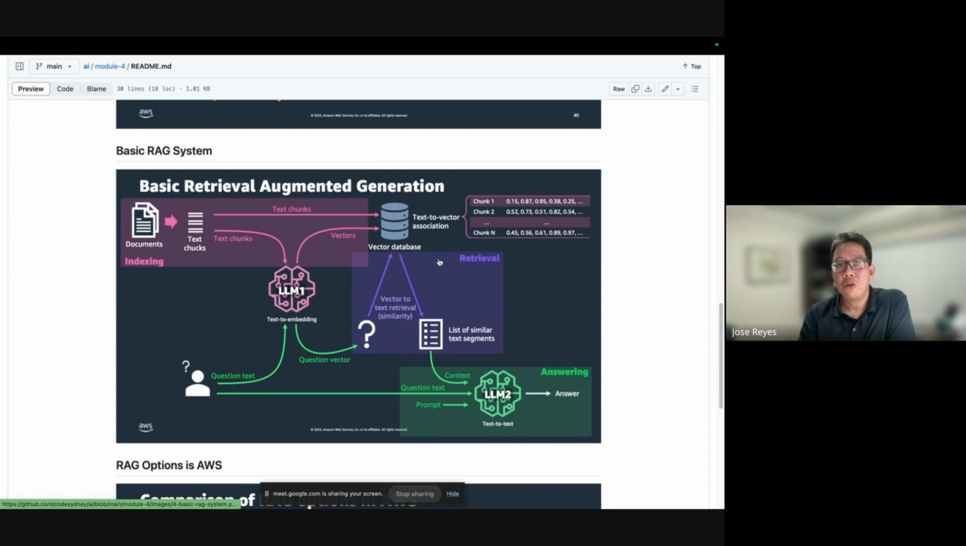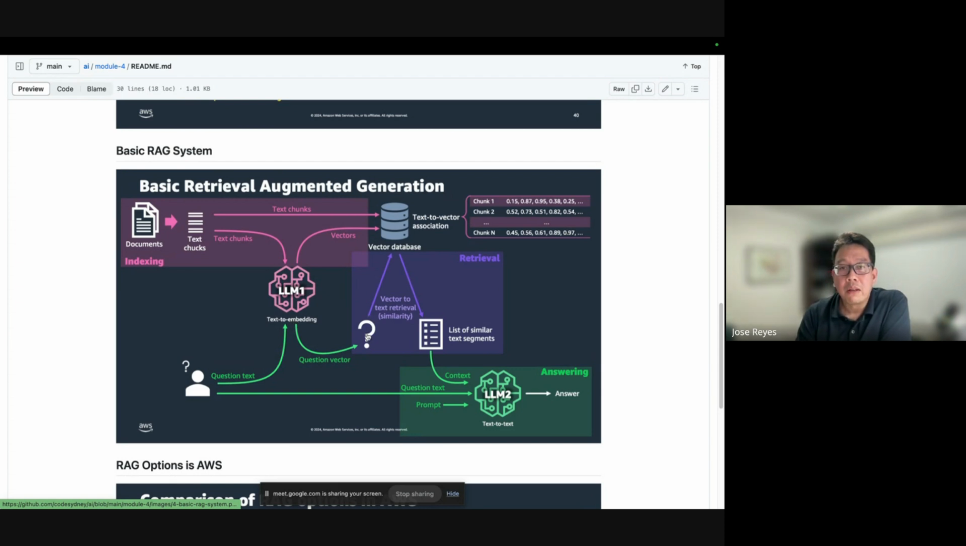Okay, so the next step is retrieval. When you have a question, you send LlamaIndex your query, right? So that's your question text. What happens is that LlamaIndex sends that text question to the embedding model, and the text that we send here, the question, is converted into a vector, right?